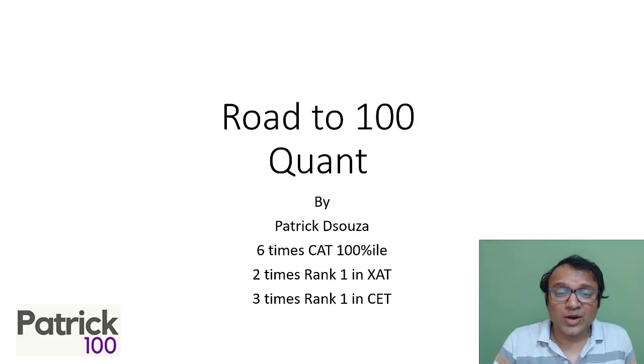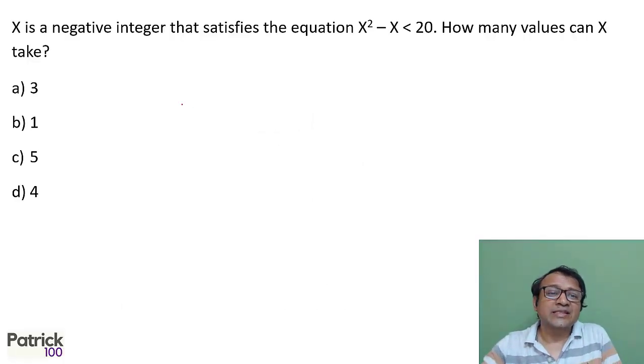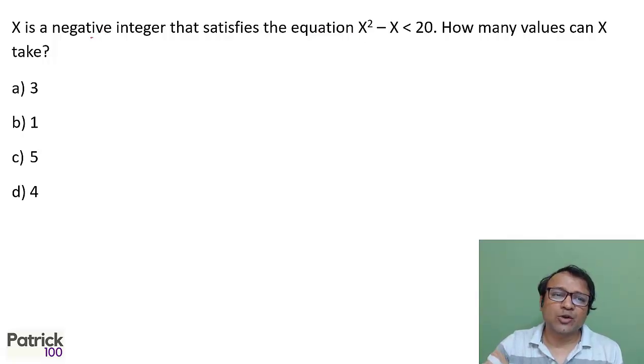Alright, so we're looking at row 200 concepts. X is a negative integer that satisfies the equation x square minus x less than 20. So one way is to substitute a value, a negative integer. So let me substitute minus 4 just from the options.